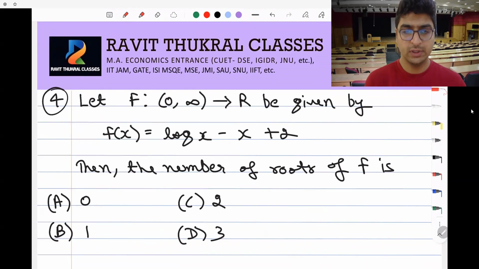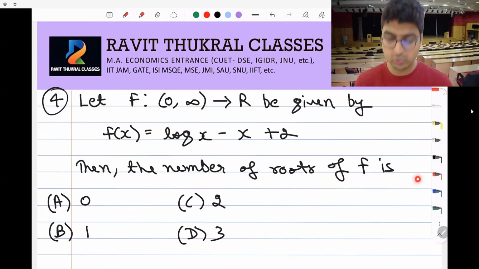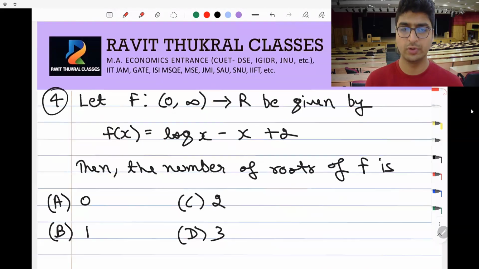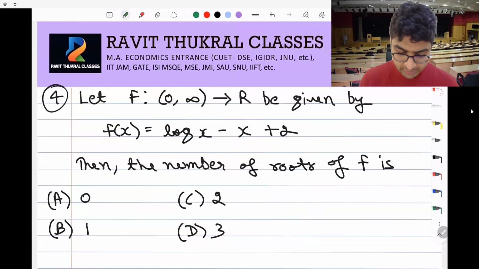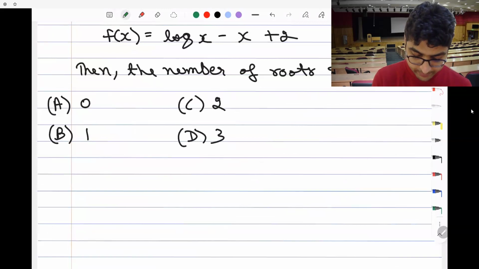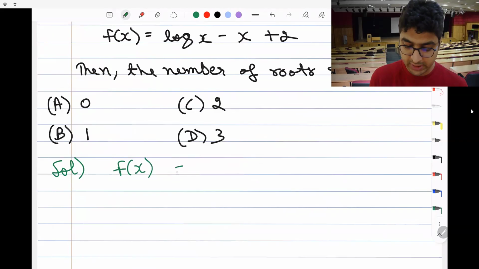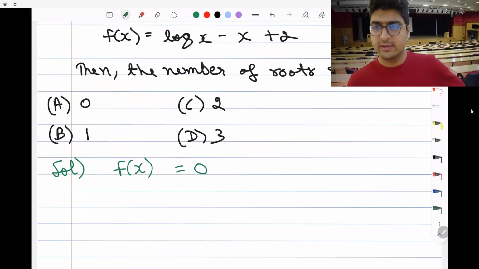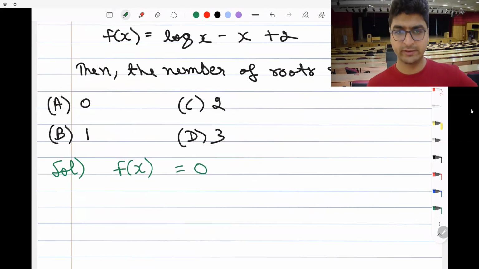So we have this function where the domain is from 0 to infinity. The reason is that the function involves a log, so its domain is this. You cannot have the domain as all real numbers. And you have to find the number of roots of this function. Okay, so we need to find the number of roots, basically where f(x) equals 0. Basically, where is this function touching or intersecting the x-axis?